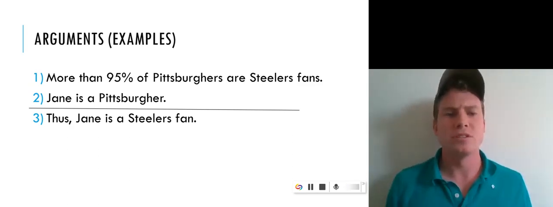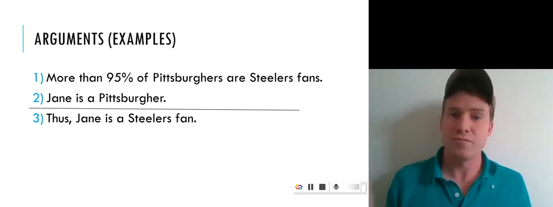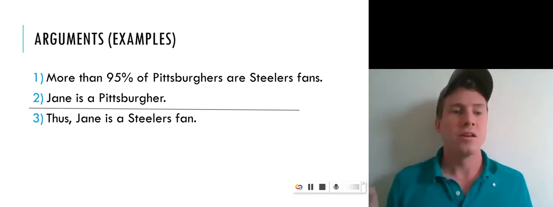Right? So here's an example of a fairly good inductive argument. So it has two premises to it. First, more than 95% of Pittsburghers, that's people from the city of Pittsburgh, are Steelers fans, fans of the local football team. Premise 2, Jane is a Pittsburgher. Conclusion, Jane is a Steelers fan.